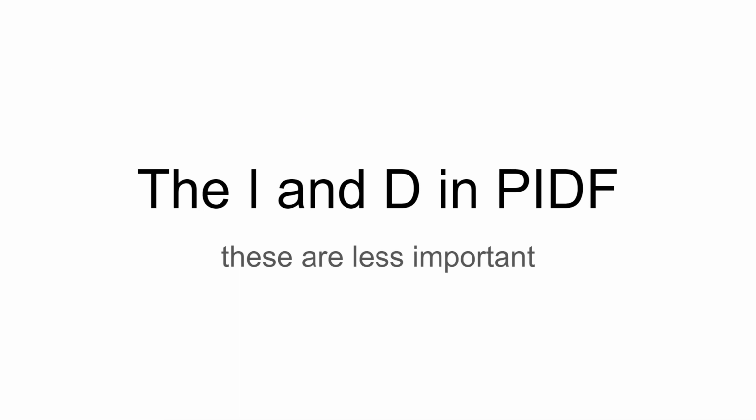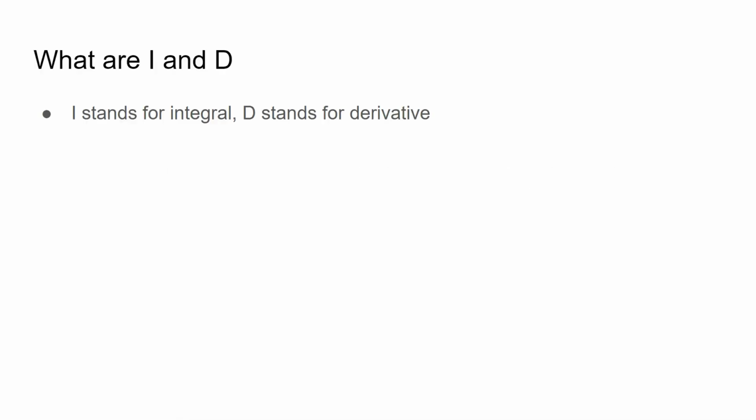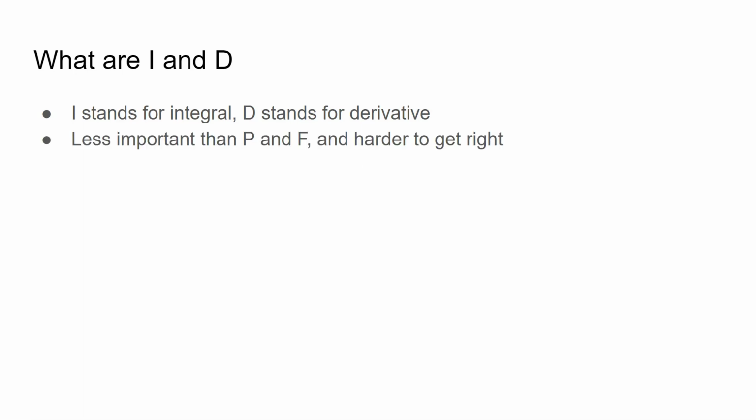Let's talk about I and D. Just a forewarning, these are less important than P and F, in my opinion. So, understand them, implement them if you'd like to, but I often find that the time it takes to tune these parameters can be better spent on other things. So what do they do? Well, I stands for integral and D stands for derivative, as we mentioned before, and they're harder to tune correctly and less important, as I said.